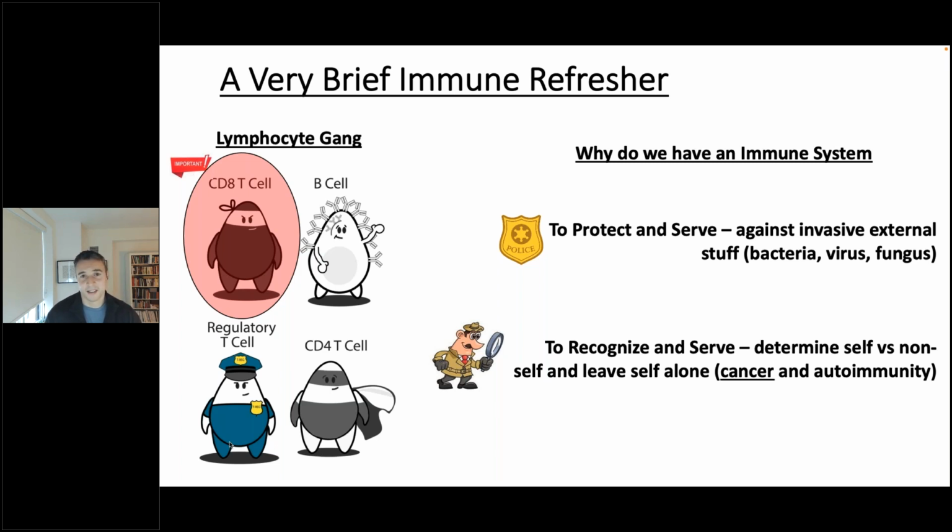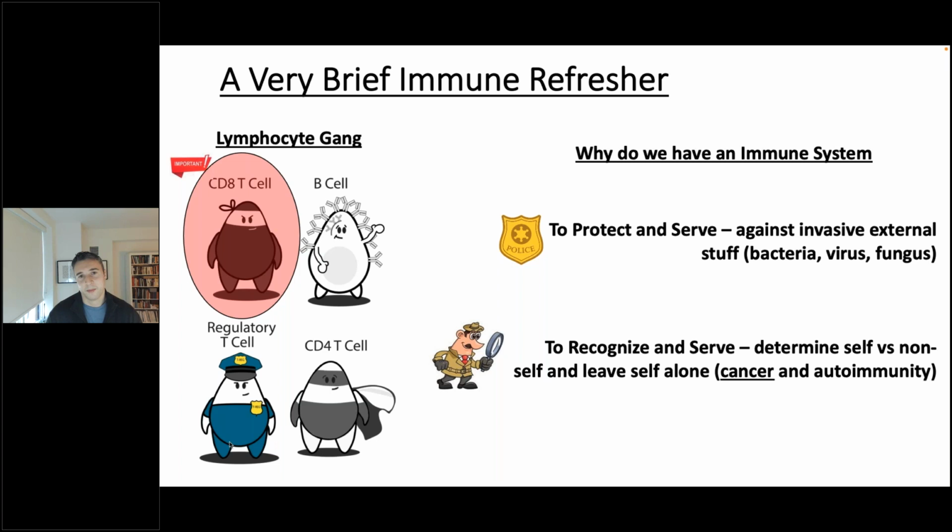Specifically the cytotoxic CD8 positive T cells. That's what I've highlighted over there on the left. So just taking a step back, why do you even have an immune system? Just like the police slogan, it's to protect and serve, and that's against external stuff. So bacteria, fungus, viruses like COVID, etc.